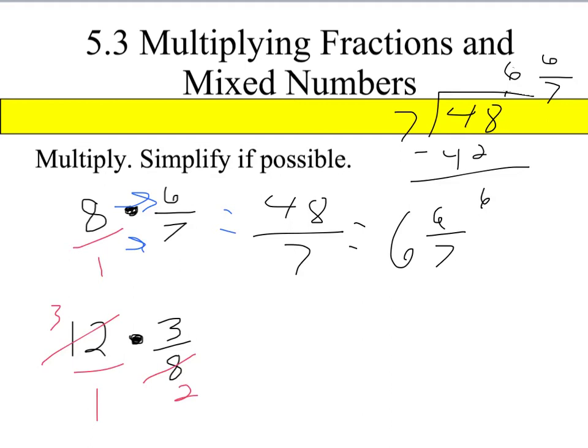Because 3 times 4 is 12, 2 times 4 is 8. Multiplying this now straight across, numerator times numerator, denominator times denominator, I get 9 over 2.